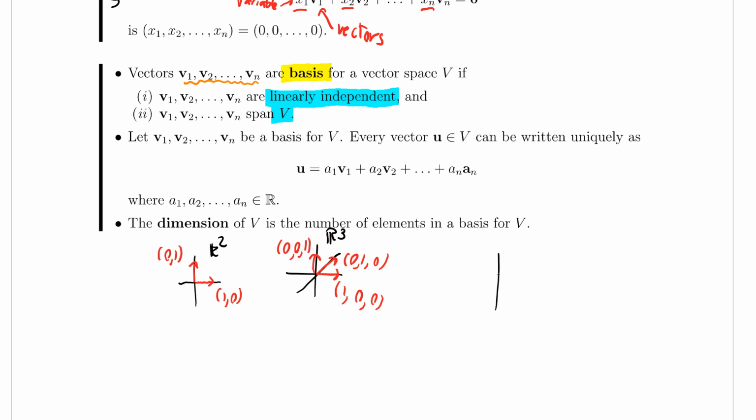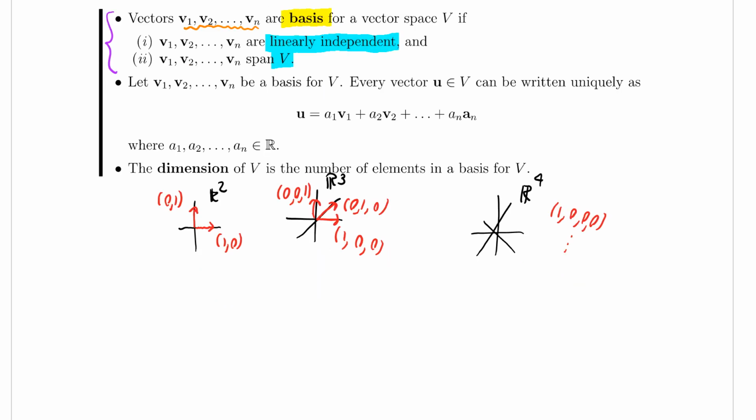And that's the same for any higher dimension. If I have R to the 4th, the usual basis that you will have is 1, 0, 0, 0, and so on. These guys are linearly independent and they span the vector space. So now, what this definition does is allow us to think of a basis in a more broad sense.